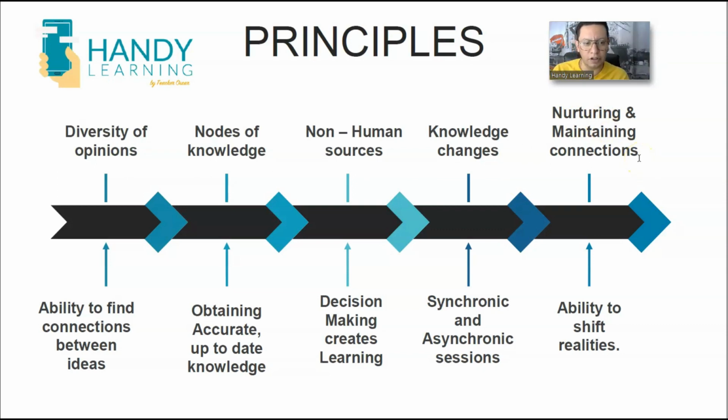We need then to nurture and maintain connections. So we need to get up to date with new information and develop critical thinking to compare information from one source to another and get to conclusions. So this is the ability to find connections between ideas and concepts all around the vast pool of sources. Therefore, in connectivism, it is more important to develop the ability to obtain accurate and up-to-date information about any topic.